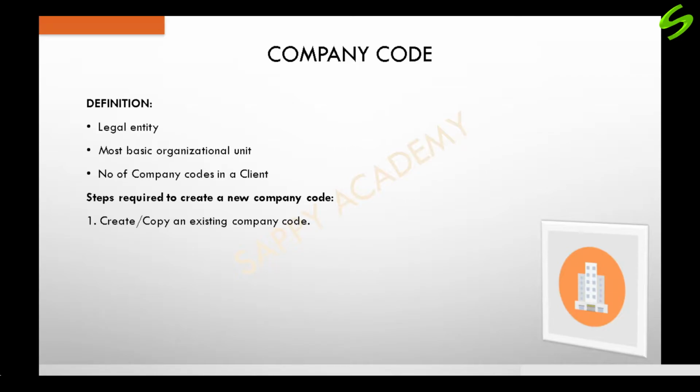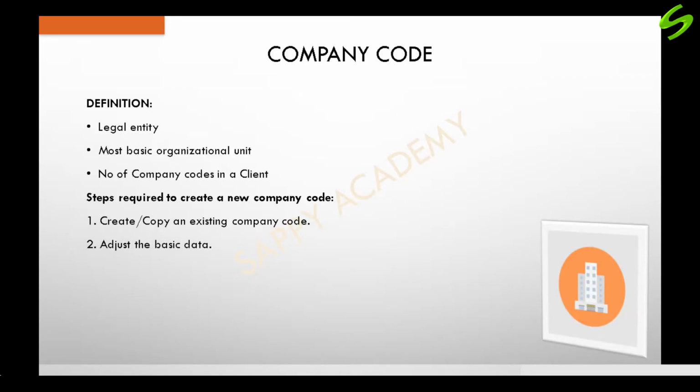There are two scenarios in this step. The first one is copy from the SAP provided sample company code, or copy from an existing real company code. In the first case, if we are creating the first company code in the system, we can use the SAP sample company code. And in case we already have a real company code, we can use the real company code as a reference to copy a new company code.